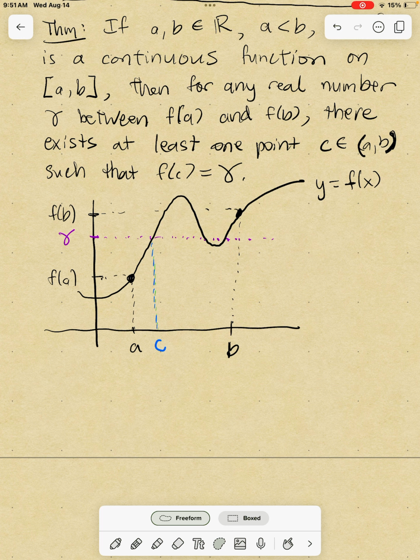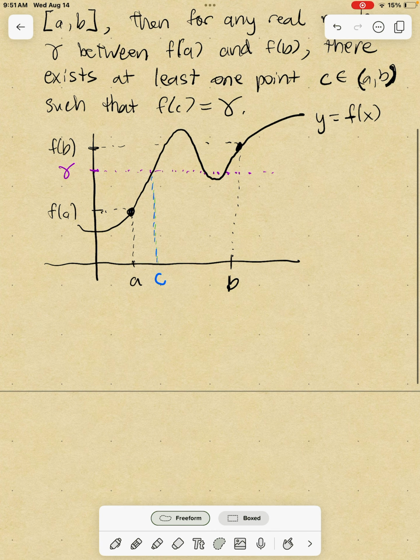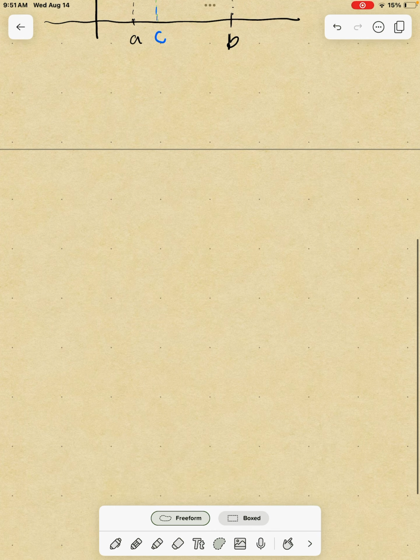So that's why the intermediate value theorem is plausible. The proof is not that complicated, but it requires some more familiarity with advanced properties of the real number system. So it's usually explained in a course in real analysis. All right, let's look at some applications of this theorem.